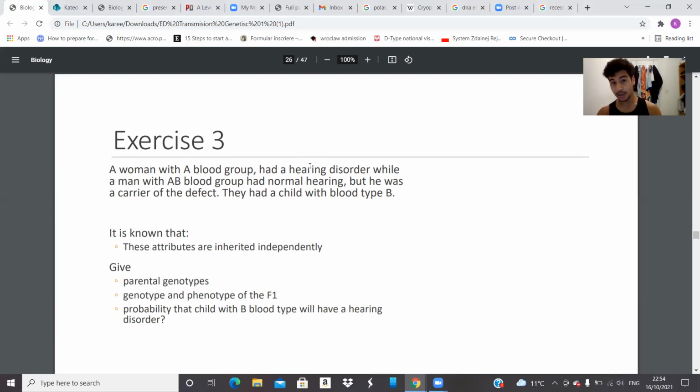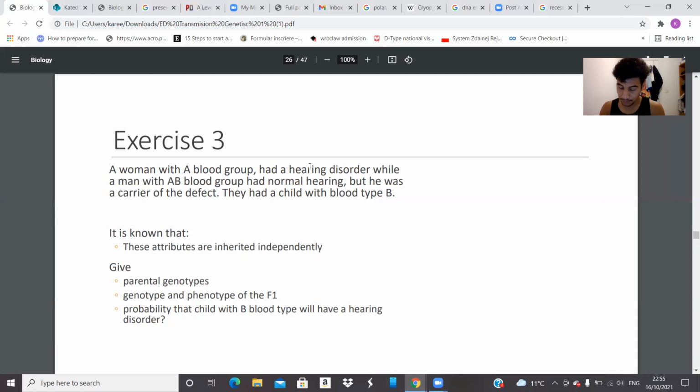Why? Because if she had the genotype AA, then the cross would be like so. None of the offspring have blood group B. That means that the woman has genotype AO, because if she had AA, then she could never have a child with blood type B. So we know that the genotype of the mother is AO, and the phenotype of the father is AB, meaning that he has both alleles, A and B. So we know that his genotype is straight away AB. That was nice.